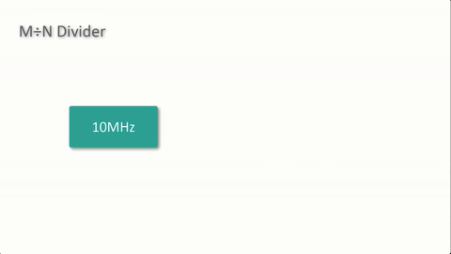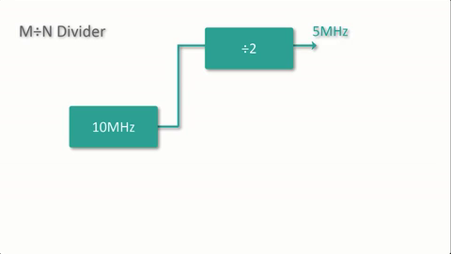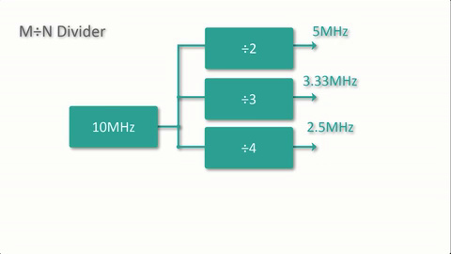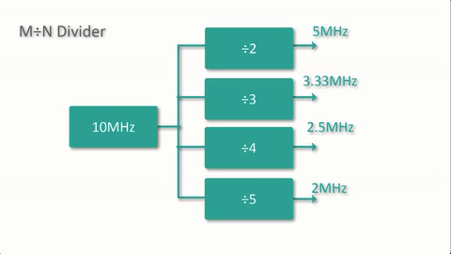You can take a 10 megahertz signal and create a 5 megahertz signal, a 3.33 megahertz signal, a 2.5 megahertz signal, a 2 megahertz signal, just by dividing by 2, 3, 4, or 5. Or you can do any other integer division you want to consider.